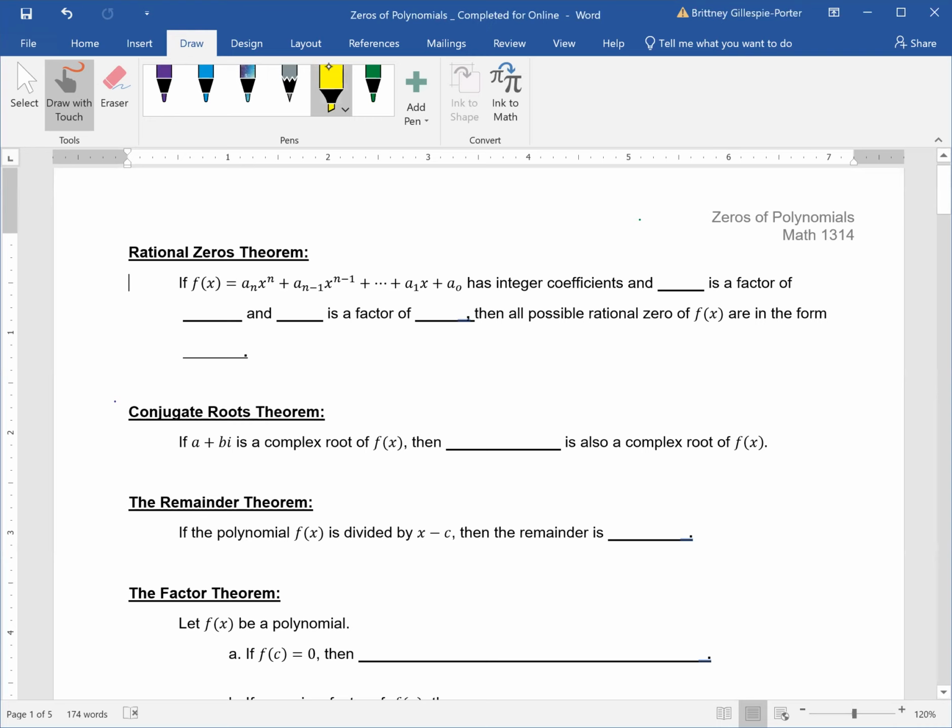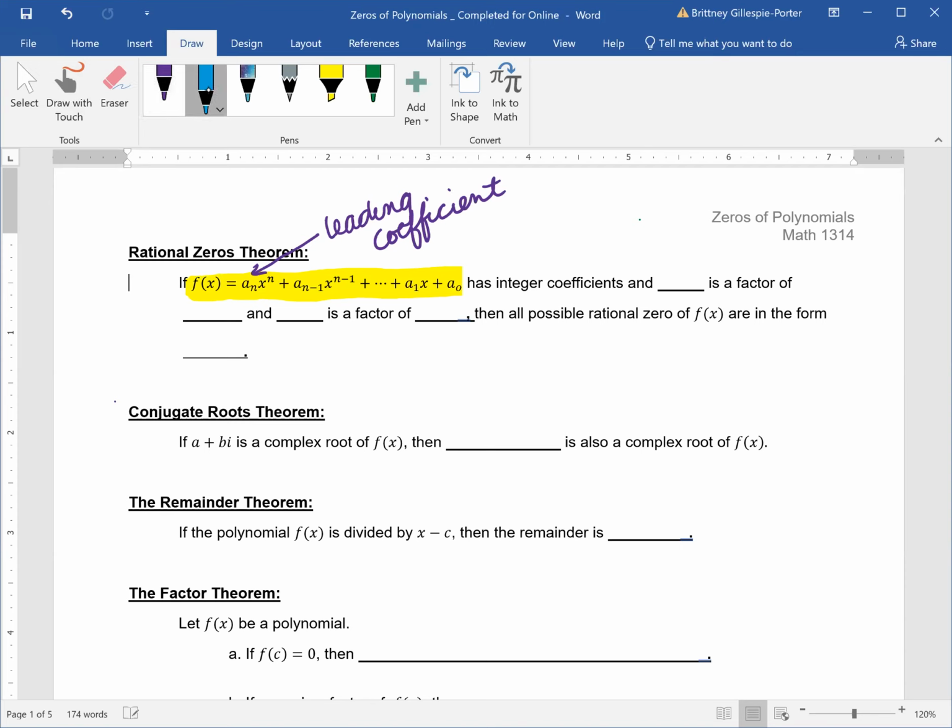Let's talk about finding zeros of a polynomial. And remember, zeros are roots, are solutions, are x-intercepts. They're all the same thing. And this fancy way of looking at a polynomial just says that it's in descending order, where a sub n is our leading coefficient. And a naught is our constant term. Remember, the constant term is just the number, no variable next to it.